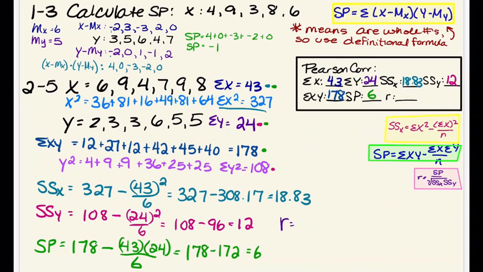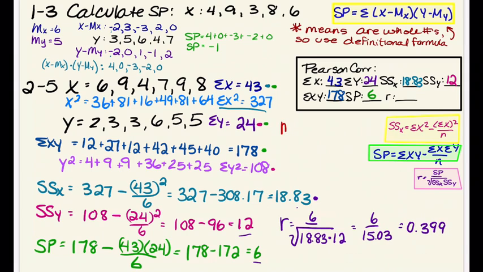We'll use our sum of products of deviations as well as our sum of squares to calculate the Pearson correlation, which measures both the degree and direction of the linear relationship between two variables. Our sum of products divided by the square root of the product of our sum of squares gives us an R value of 0.399. We can see when we calculate the mean of x that we don't get a whole number, and that's why the computational formula was best for this particular calculation.